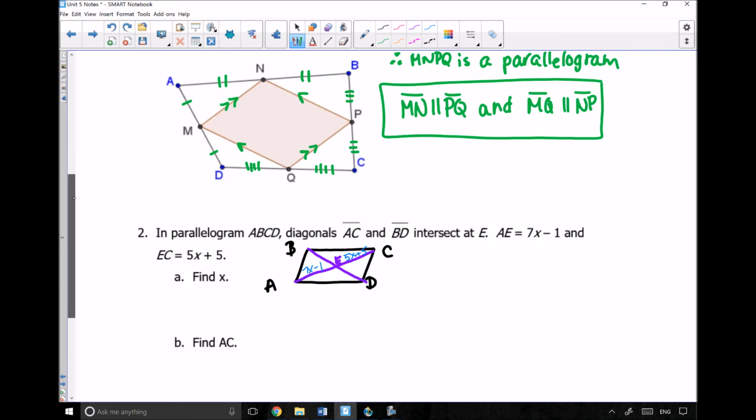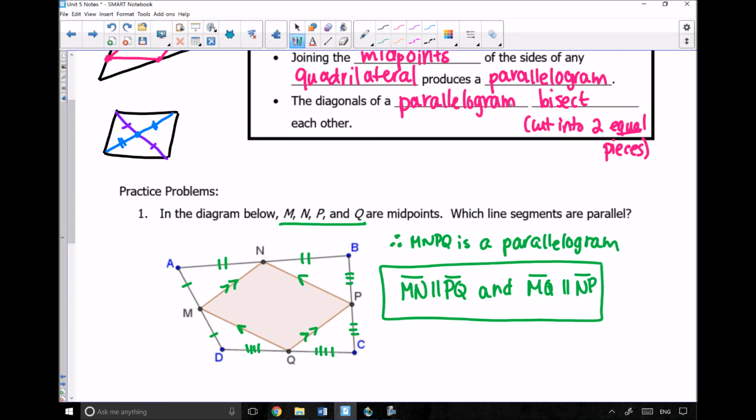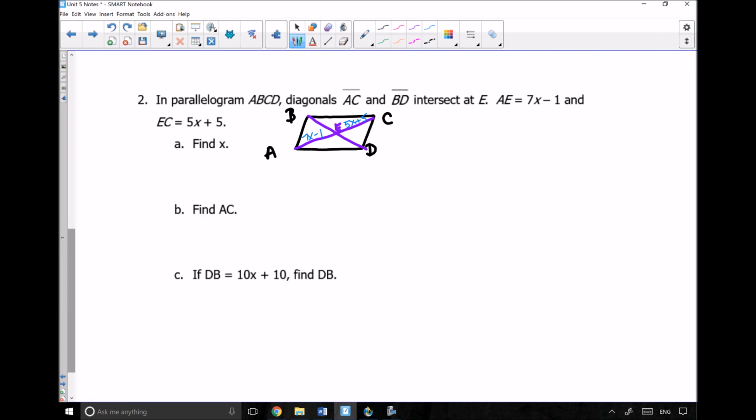And remember, we figured out up here that the diagonals of a parallelogram will always bisect each other. So that means that I can conclude that this segment AE is going to be congruent to EC. So in order to find out what x is, I can say that 7x minus 1 is equal to 5x plus 5. Because again, since they bisect each other, the first half of my diagonal will be congruent to the second half of my diagonal.